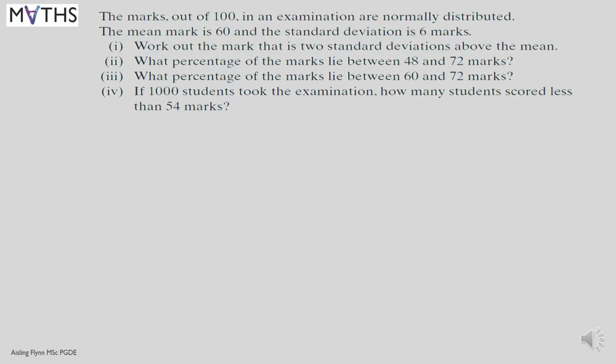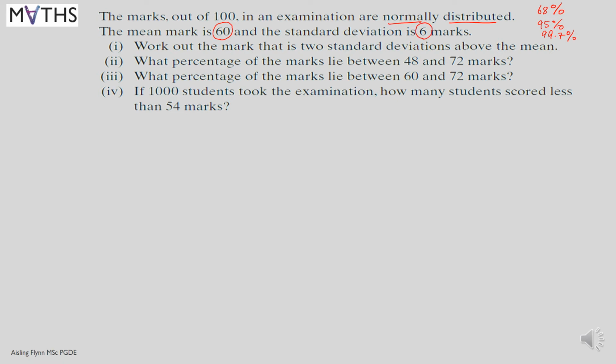Okay, first example, the marks out of 100 in an examination are normally distributed. So as soon as you see the words normally distributed, you must recall your three values, 68%, 95% and 99.7%. Write them down at the top of your page. The mean mark is 60. So we're definitely going to need that value, 60. And the standard deviation is 6.